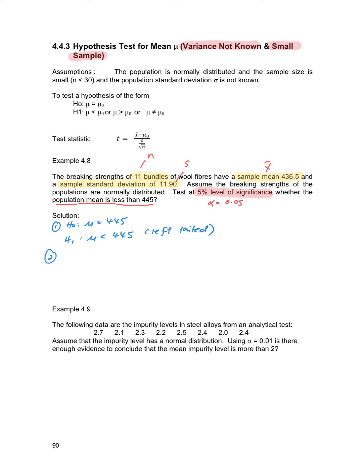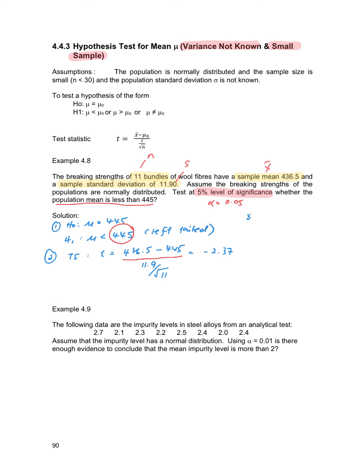Second step, calculate your test statistic. So our test statistic is T. T equals x bar minus mu naught. 436.5 minus 445. Again, our mu naught is here. So sometimes students get it reversed. They write 445 minus 436.5. So make sure you write the correct thing. X bar minus mu naught over S over square root N. S is 11.9, over square root N. Our N is 11. So we will get T equals negative 2.37.